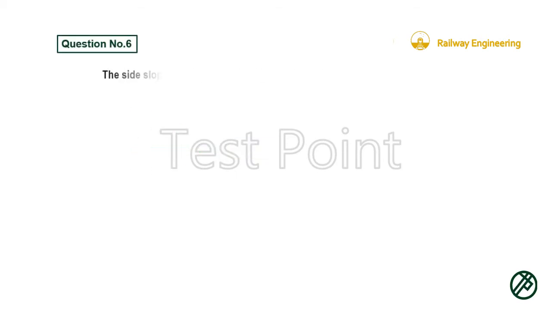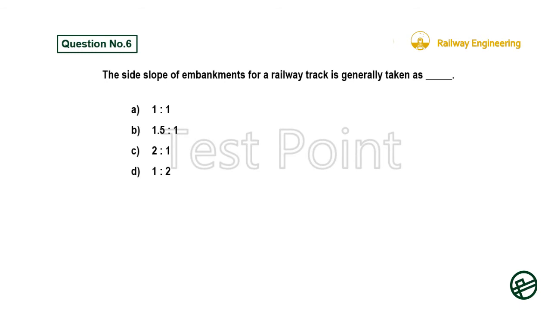Question number 6. The side slope of embankments for a railway track is generally taken as: Option A, 1:1. Option B, 1.5:1. Option C, 2:1. Option D, 1:2. Answer is option C, 2:1.